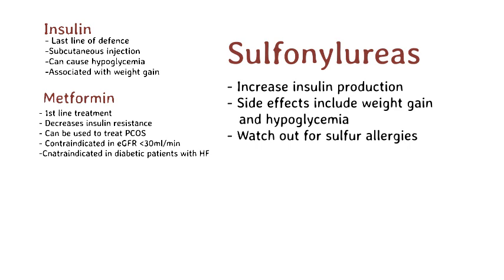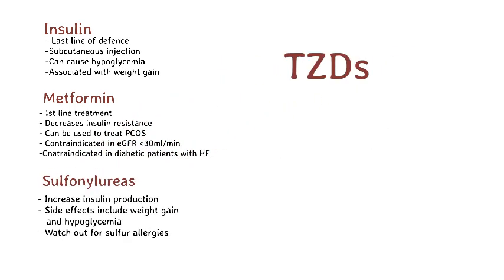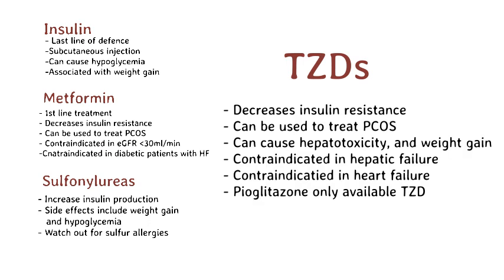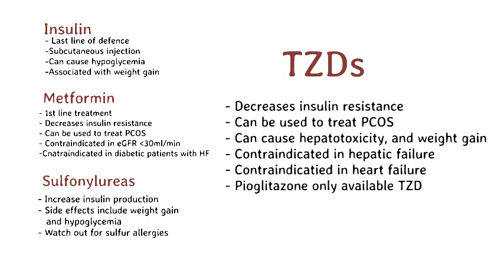Sulfonylureas increase pancreatic beta cell production of insulin. They can cause weight gain, hypoglycemia, and you must be wary of sulfur allergies. TZDs, or glitazones, are the only drugs other than metformin to decrease insulin resistance. This also makes them a candidate for treating syndromes such as PCOS. You must watch out for hepatotoxicity with glitazones. They are contraindicated in patients with hepatic failure because they are metabolized by the liver and excreted with bile. They are also contraindicated in patients with heart failure due to the side effect of fluid retention. TZDs are also associated with weight gain, and pioglitazone is the only TZD available so far.